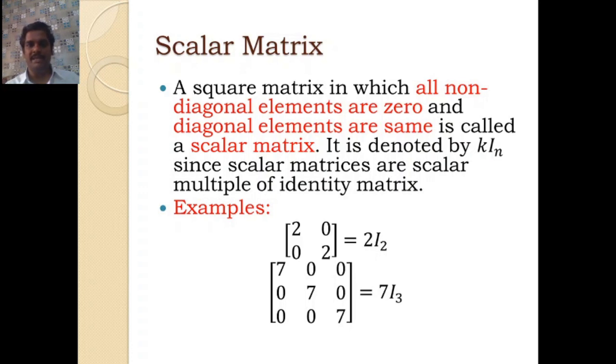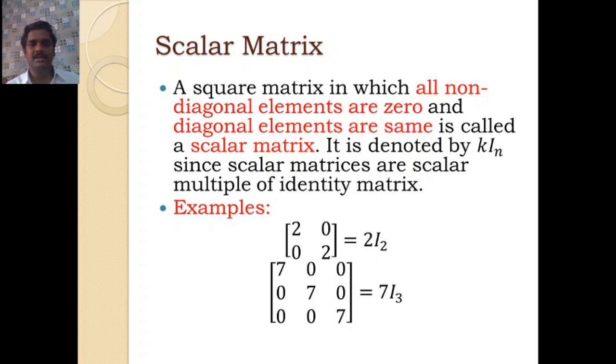If you compare with the diagonal matrix, in diagonal matrix you can have different numbers on the diagonals and non-diagonal entries has to be 0. In this one, non-diagonal entries has to be 0, but diagonal entries has to be same. You can't have different elements, different numbers on the diagonal.